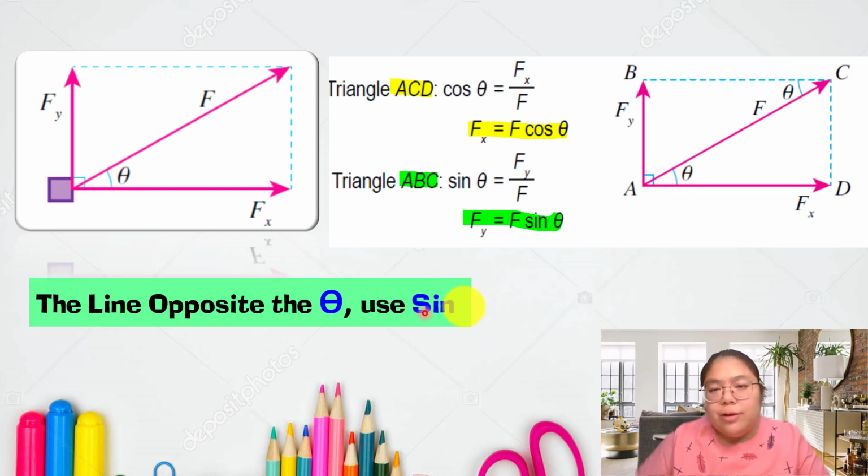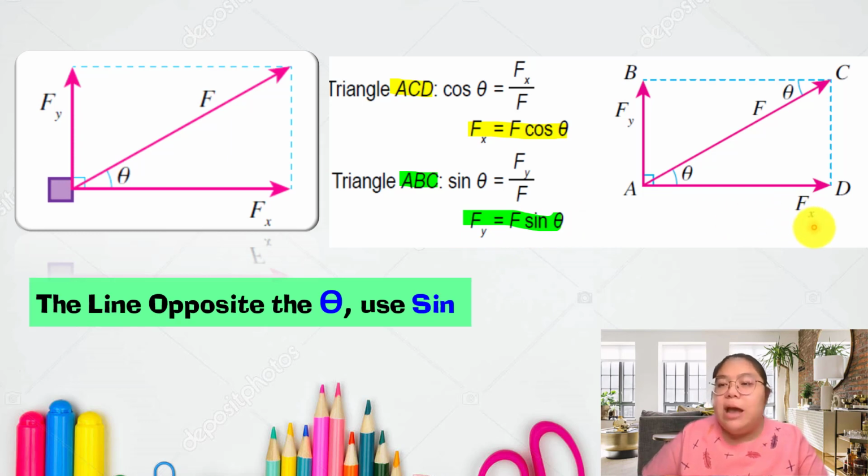Okay, how to create it? We take the longest one. Always mention the longest one. Now I want to find Fy. So that means Fy equals F. The triangle, the longest one is F, so you take F. Fy is opposite the angle, so opposite the angle, we're using sine. So from here, we can create the equation: if you want to find Fy, Fy equals F sine theta.